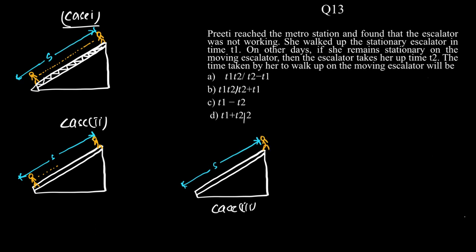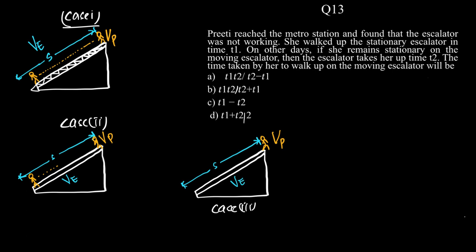Now, let me denote the velocity of the person with Vm and the velocity of the escalator with Ve. So the velocity of the escalator is Ve, and the velocity of the person, Preeti, let us call Vp for better clarity. So we have Vp as the velocity of the person, and the velocity of the escalator is Ve.